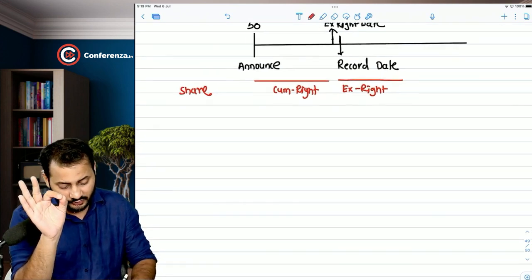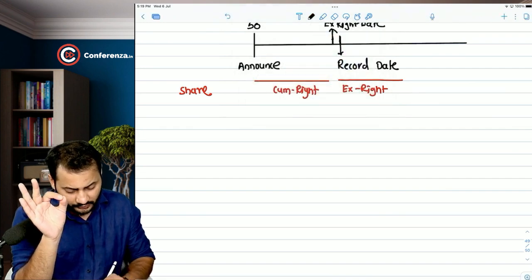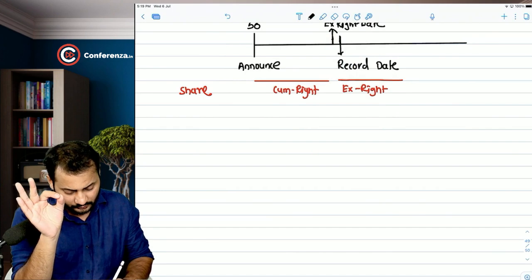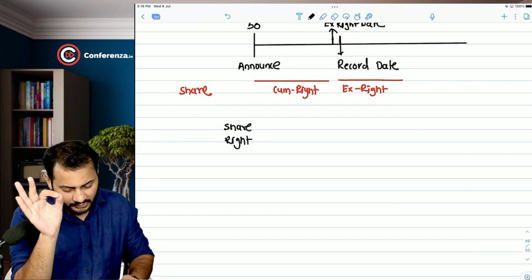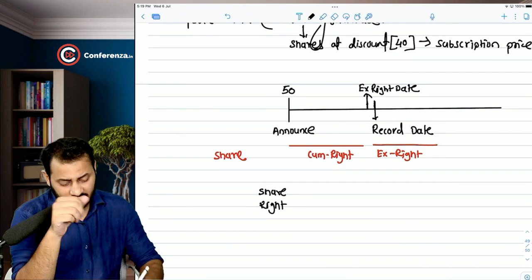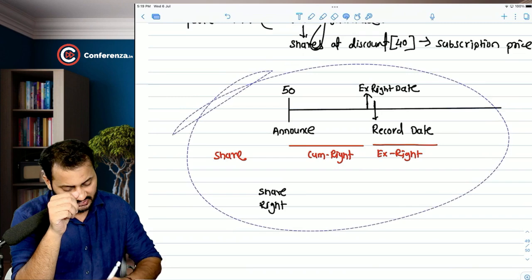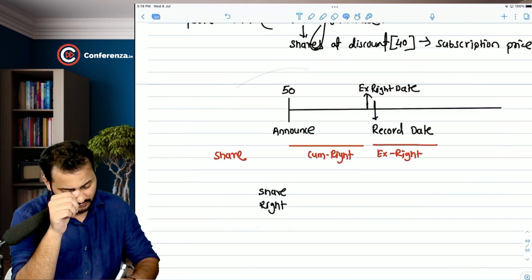Let me give you an example. Let's say the scheme that the company has just announced about the rights issue. Just a second.